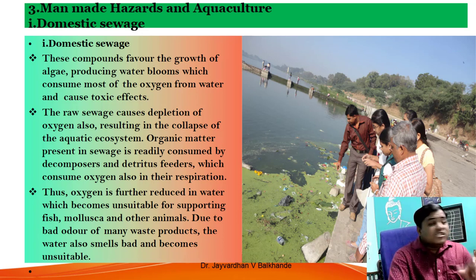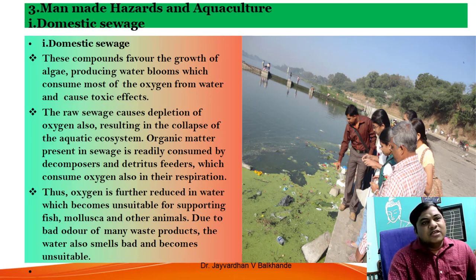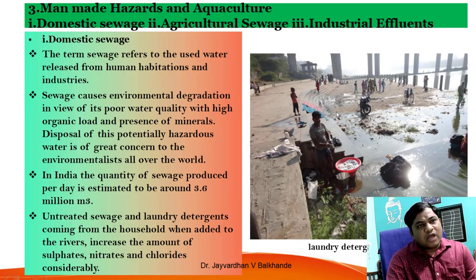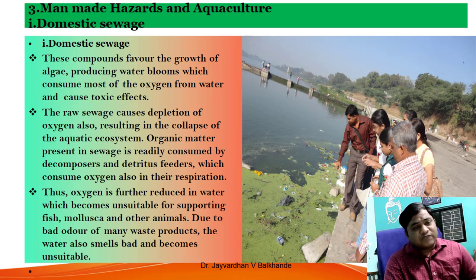Then oxygen is further reduced in water, which becomes unsuitable for supporting fish, mollusca and other animals present in the water. Due to the bad odor of many waste products, the water also smells bad and becomes unsuitable. You can see this picture, again a picture of Jayvardhan Ghat of river Godavari. This is the picture I have taken in this Godavari river, and the man standing here is about 20 to 25 feet away from where we took this photograph.